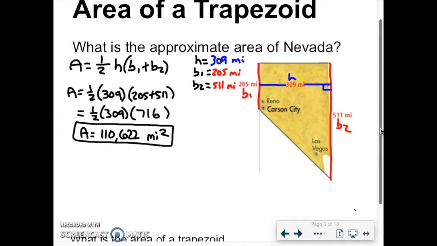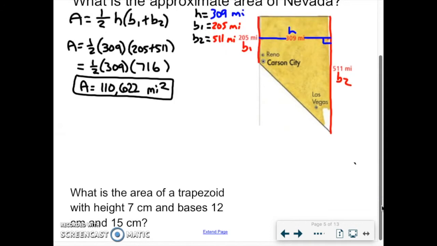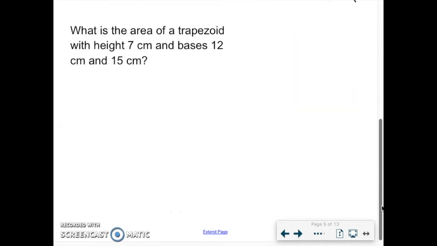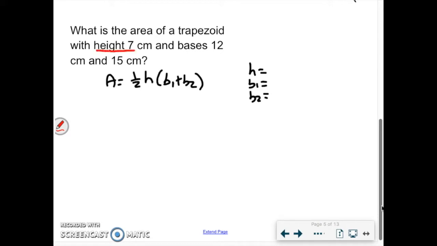All right. Looking on to the next one. It says, what is the area of a trapezoid with height 7 and bases 12 and 15? So again, do you know the formula? It's a great habit to just write down the formula first and then make a little list off to the side. Do we know these things? This time they gave them right to us in the word problem. No picture, but that's okay. We know the height is 7. We know we have a base of 12, and we have a base of 15. These are all in centimeters, so we don't have any unit issues. We're ready to plug in.